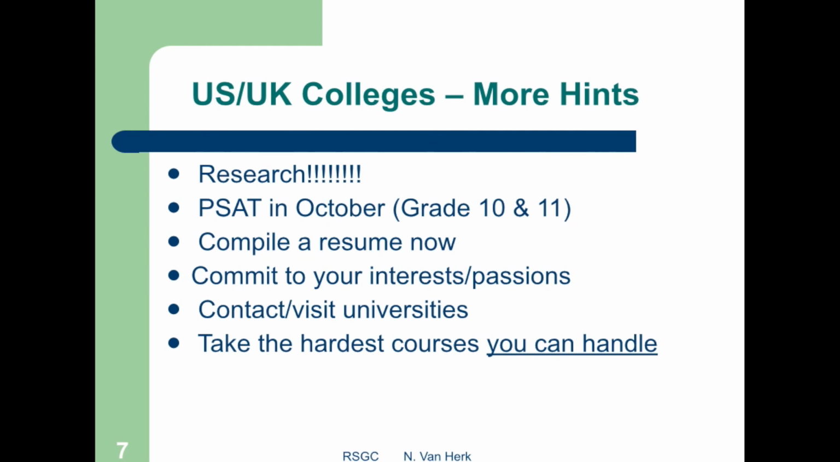Again, a few more hints for those of you looking at the US. Do your research. Start now. There are so many options out there. Come to all the university fairs, come to the information sessions, hear what the American schools are looking for. There's 2,500 undergraduate universities in the US. There's so much information out there. You need to be an informed consumer when the time comes.